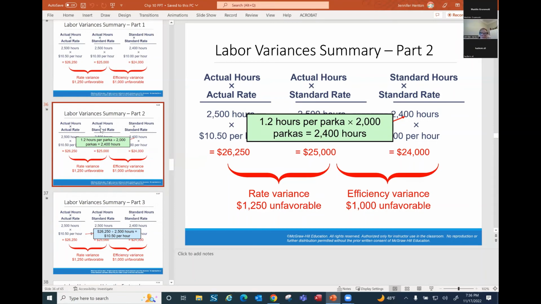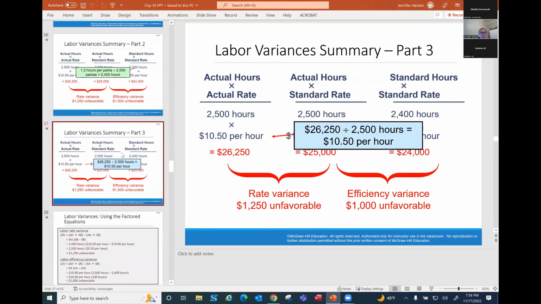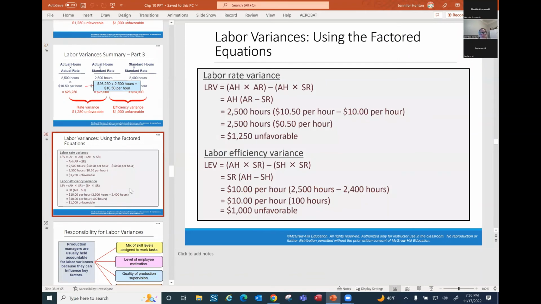All right, and then I'm giving you the calculations that we just talked about. You can lay it out this way instead and come up with the same numbers.